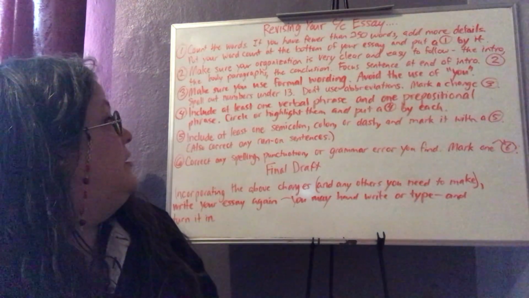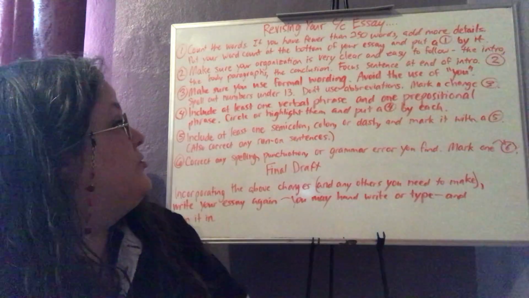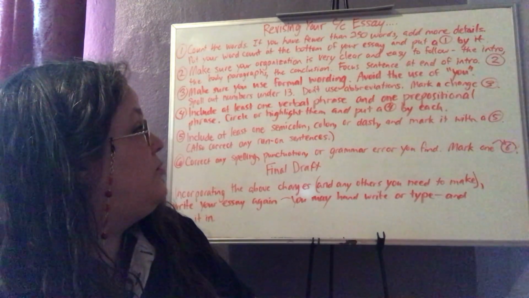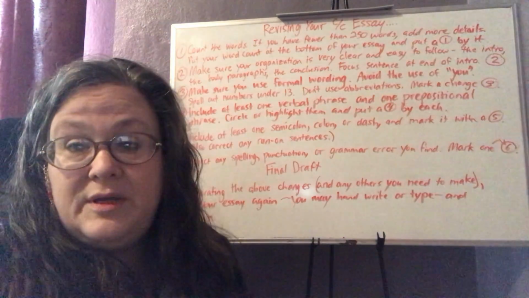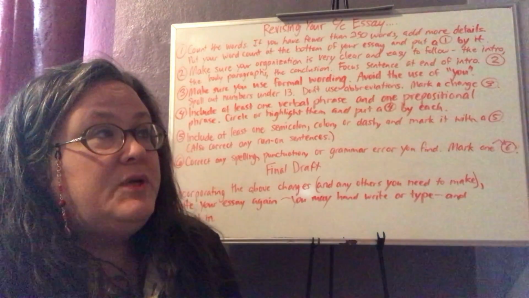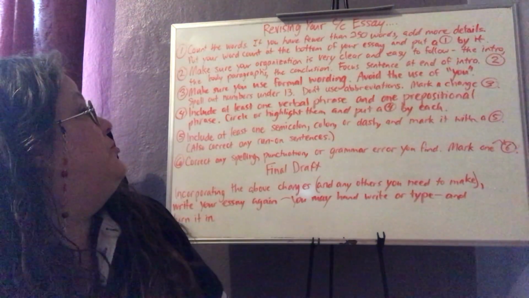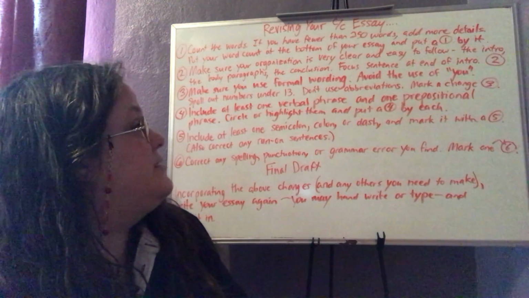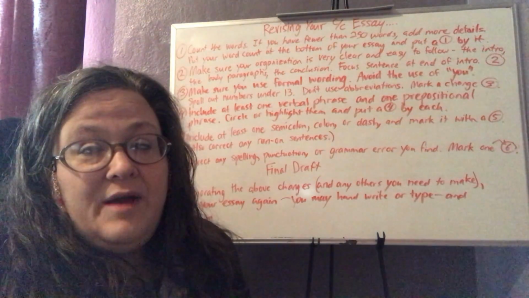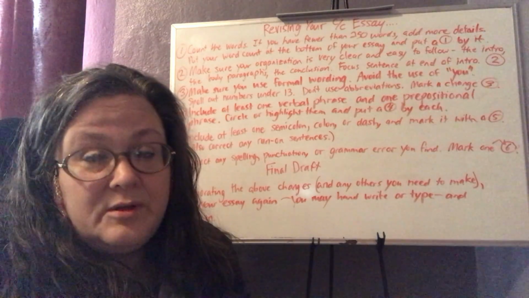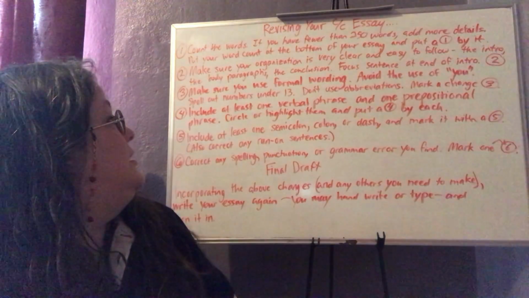Number 1, count the words. If you have fewer than 250 words, add more details. Could be an example, could be just an adjective or two, depending on how many words you need to add. Put your word count at the bottom of your essay and put a 1 by it. So if you have 201 words, put a little number 1 by that.